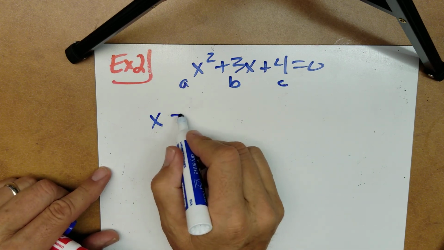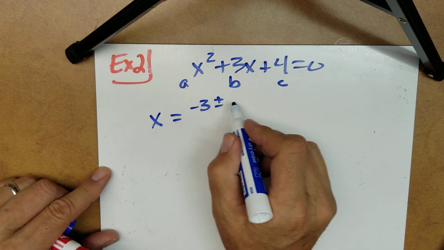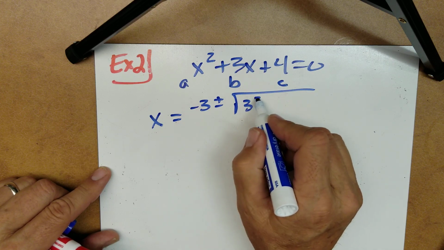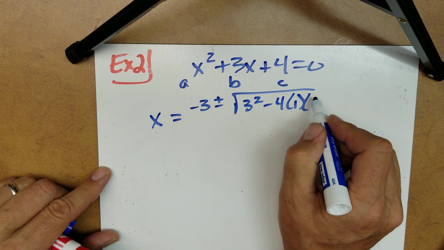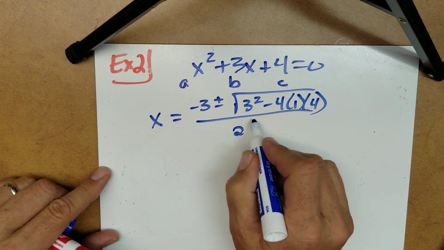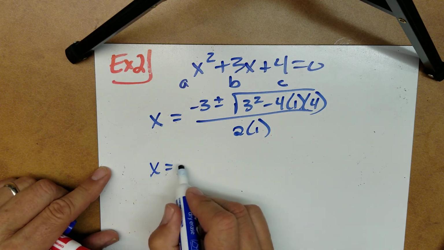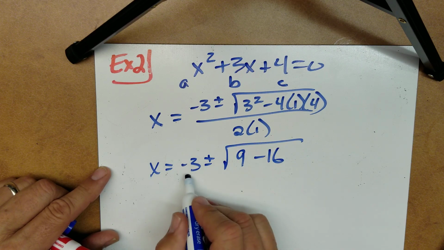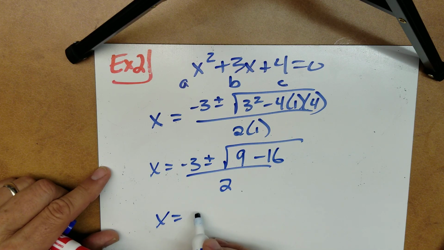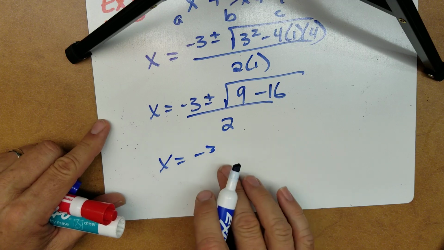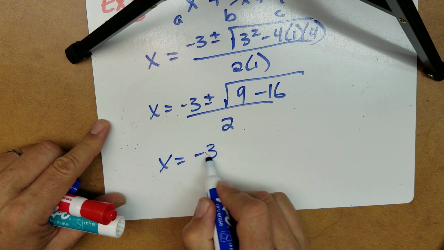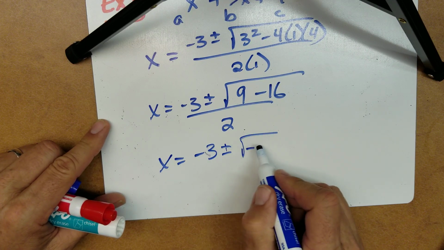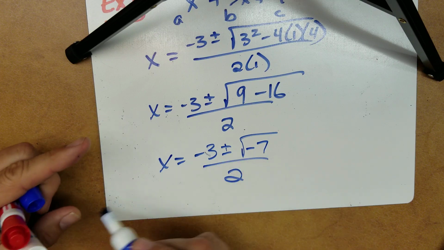You know the formula: x equals -b plus or minus the square root of b squared, that's 3 squared, minus 4 times 1 times 4. Everything over 2 times 1 like this. This is x equals -3 plus or minus the square root of 9 minus 16, everything over 2. X equals -3. What does that give me? X equals -3 plus or minus the square root of -7 over 2.